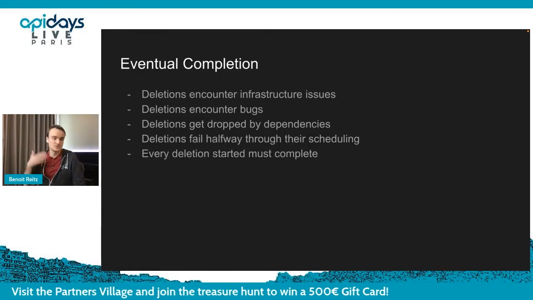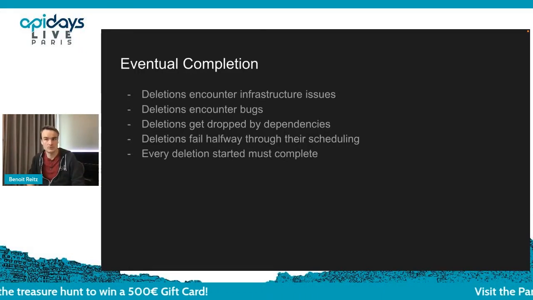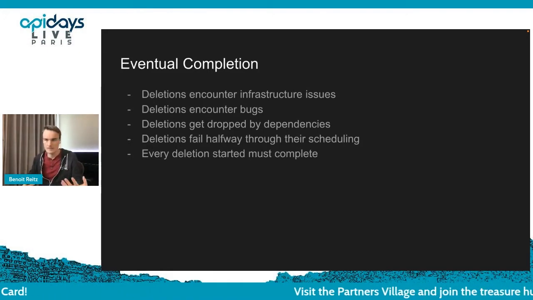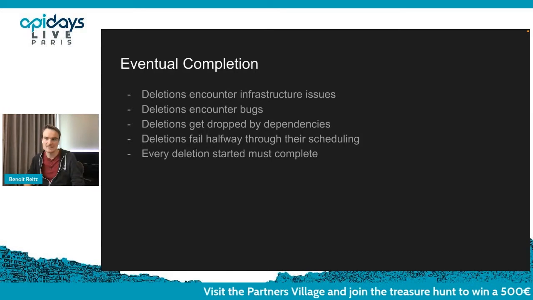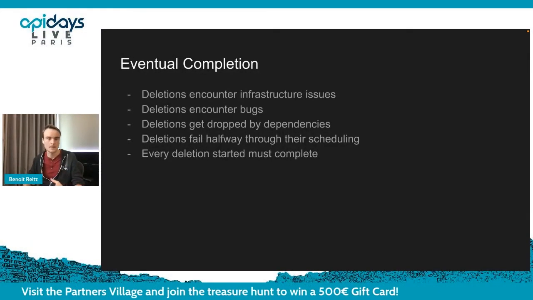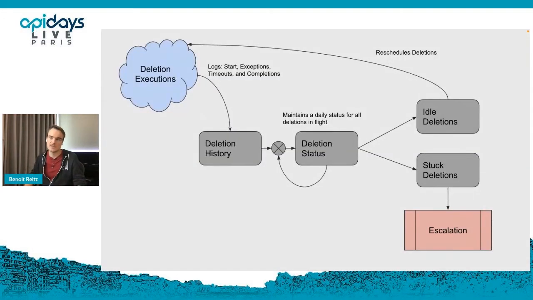And to do this, we need to build safety nets to basically go around all of the issues that we have. So infrastructure issues, or a bug in the deletion code, or deletions that get dropped by dependencies, or that fail halfway through the scheduling and are left in a weird, inconsistent state. Every deletion started must eventually complete. And the way to do this is we log every event from the lifecycle of deletion into a huge table that we call deletion history.